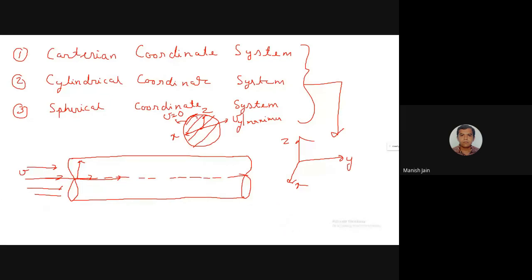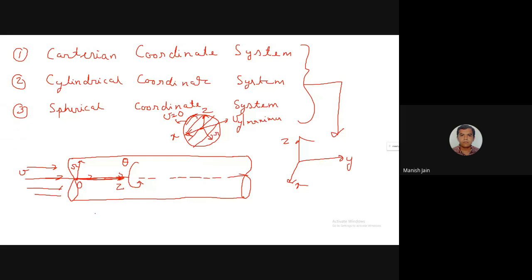Because the fluid is flowing in this direction, you have symmetry from the center. So we took the origin at this point. This is O, the origin. This direction is Z, this direction is R, and this angle is theta. So this is the Z axis, this is the R axis, this is the theta axis. Now all these directions are represented by the R axis only.